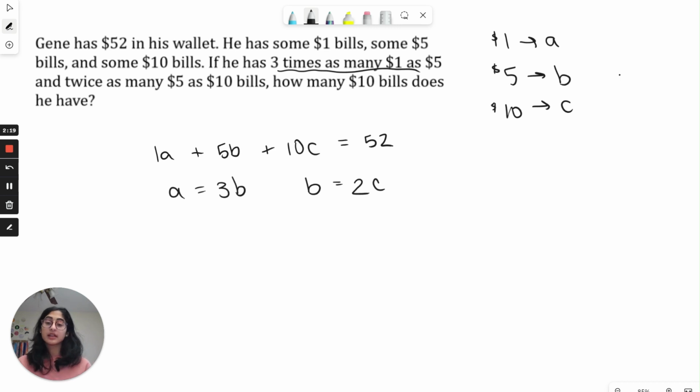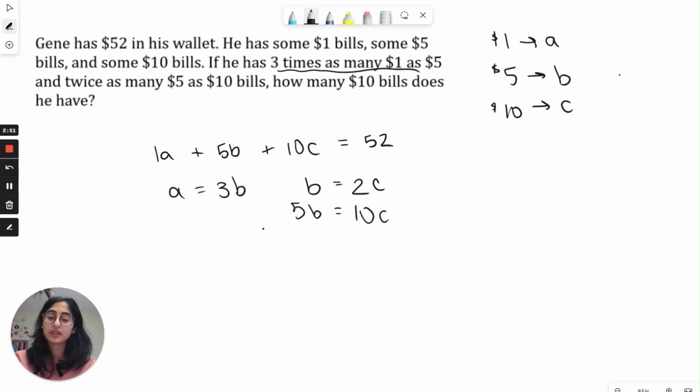So what I'm thinking is, let's put this entire equation in terms of C. Well, this is already in terms of C, but this isn't and this isn't. So we need to find how many C's go into 1A and how many C's go into 5B. Well, we can see from this equation right here that 1B is equal to 2C. So 5B is just equal to 5 times that. It's equal to 10C.